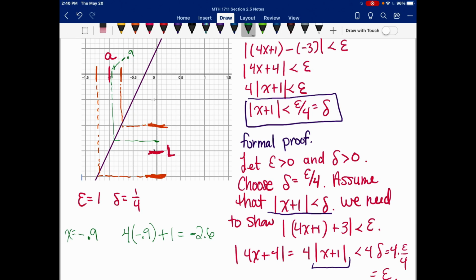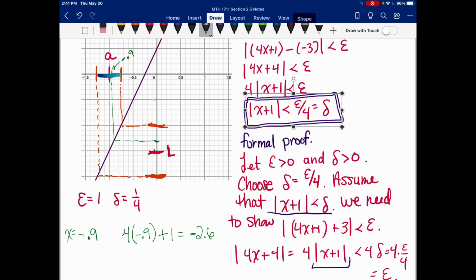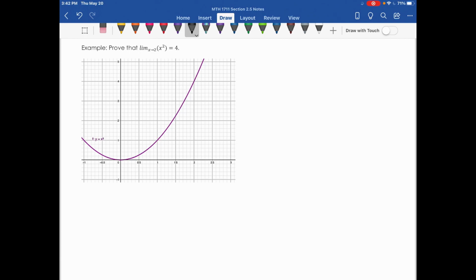And so we can pick a couple other points to make sure. Any value of x that I pick on this interval here, the corresponding value of y should lie within this interval here. And I can just keep picking those intervals to be smaller and smaller and smaller until it closes in on the limit. Okay, now let's look at our next example.